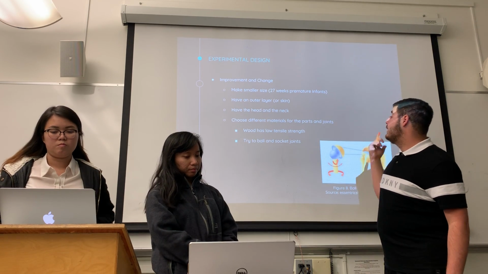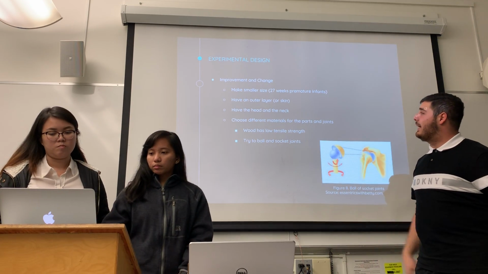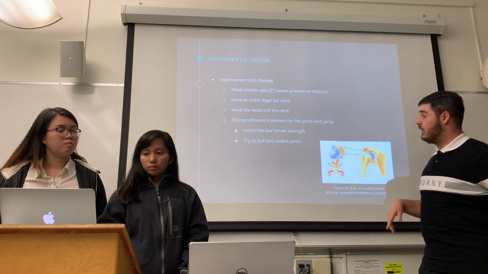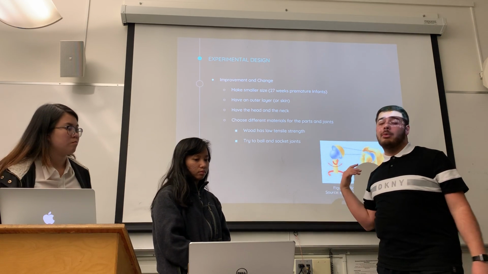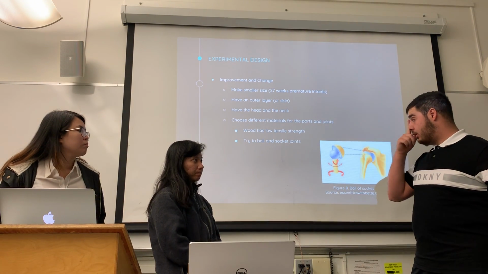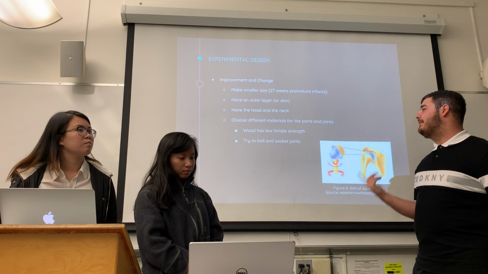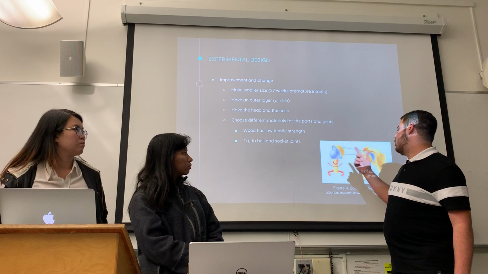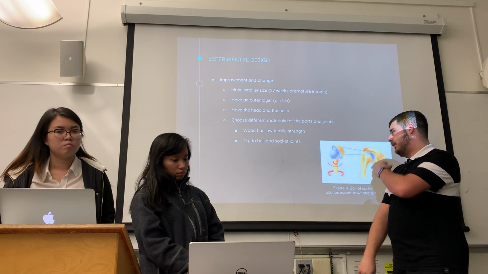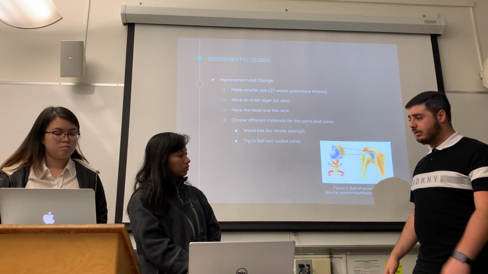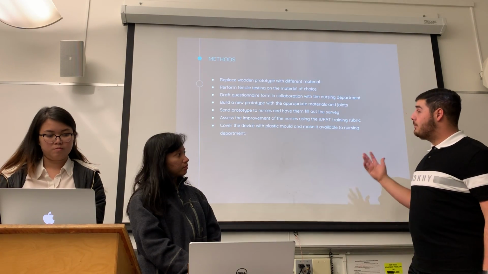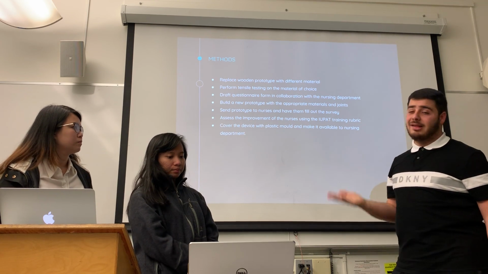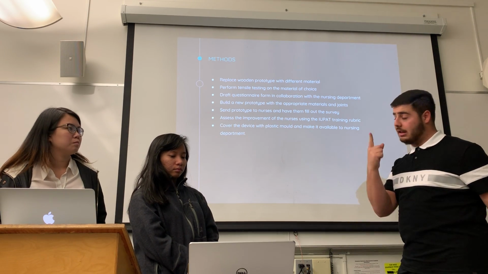And for the experimental design improvements that we're going to do, we should make it smaller to fit this 27-week baby, and it should have an outer layer, like Maria just said in the materials section. It will have a head, hopefully, by the second prototype. And we want to replace wood with another material and make it look more like a ball and socket joint instead of a keychain joint. And then for the methods, like I said, we're going to replace the wooden part with another material. We're going to perform tensile testing using the Instron device in the BME lab.